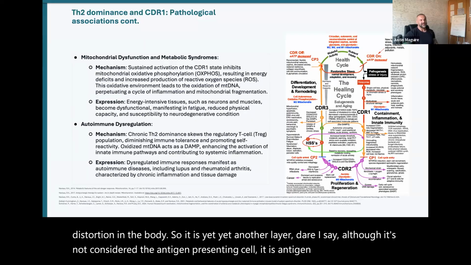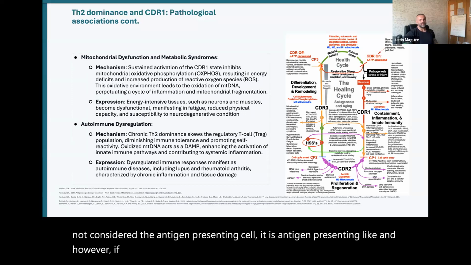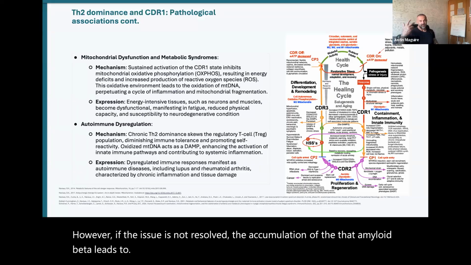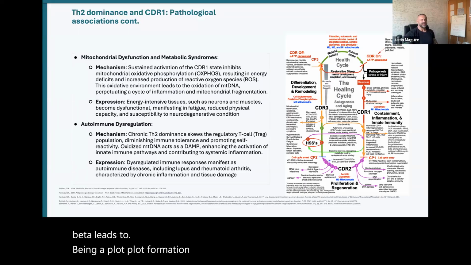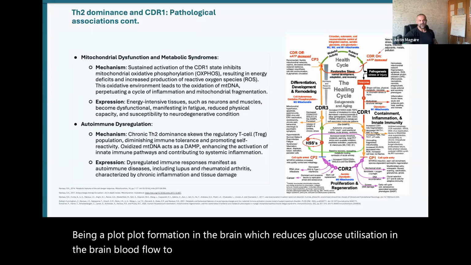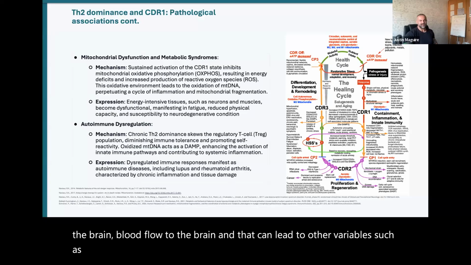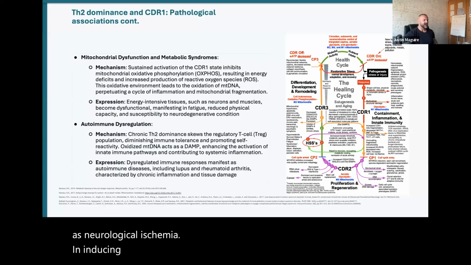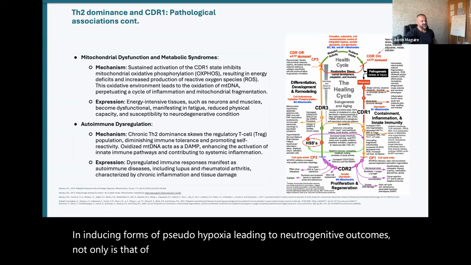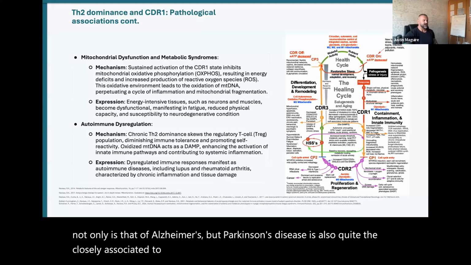However, if the issue is not resolved, the accumulation of that amyloid beta leads to plaque formation in the brain, which reduces glucose utilization in the brain and blood flow to the brain. That can lead to other variables such as neurological ischemia, inducing forms of pseudohypoxia, leading to neurodegenerative outcomes, not only that of Alzheimer's, but Parkinson's disease is also quite closely associated to the probability of ongoing excessive Th2 immunological dominance.